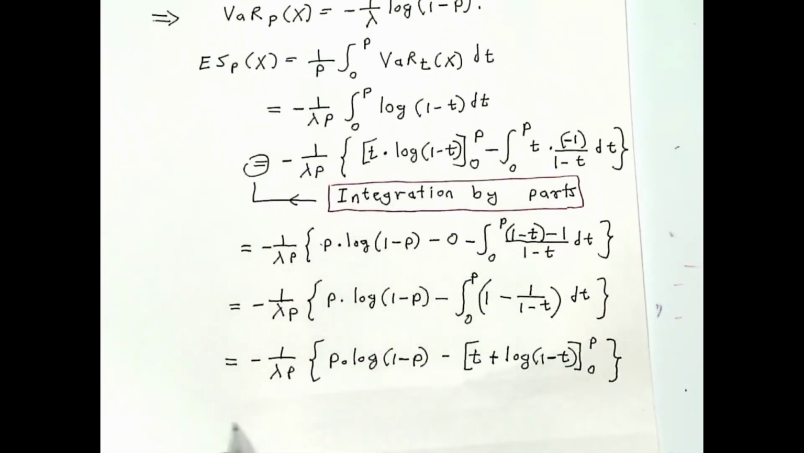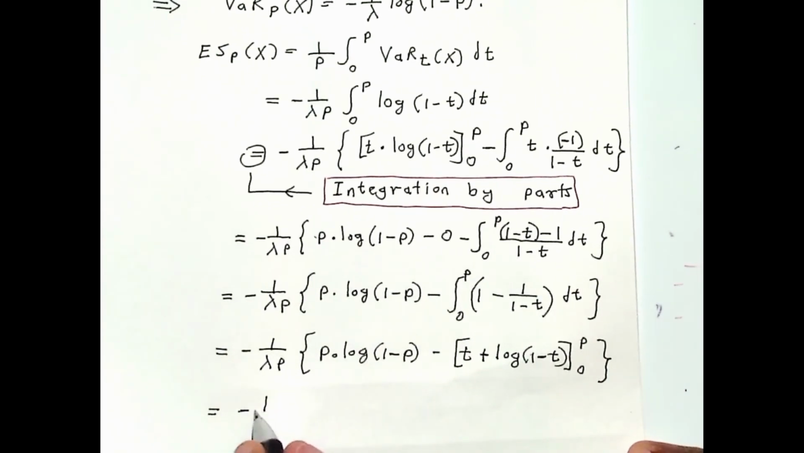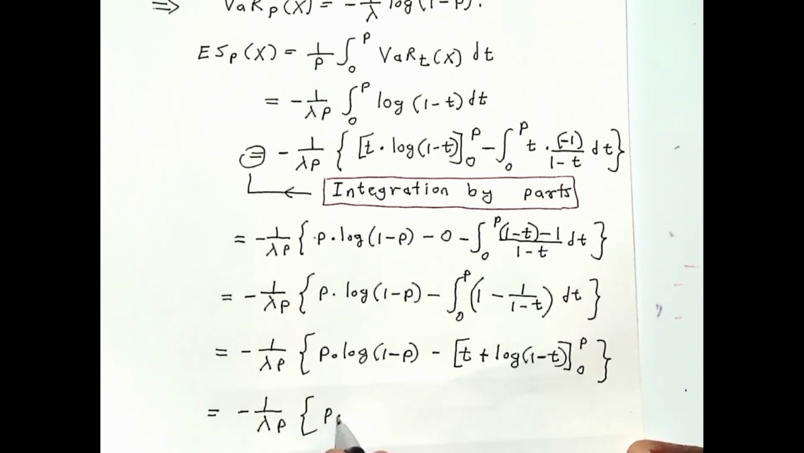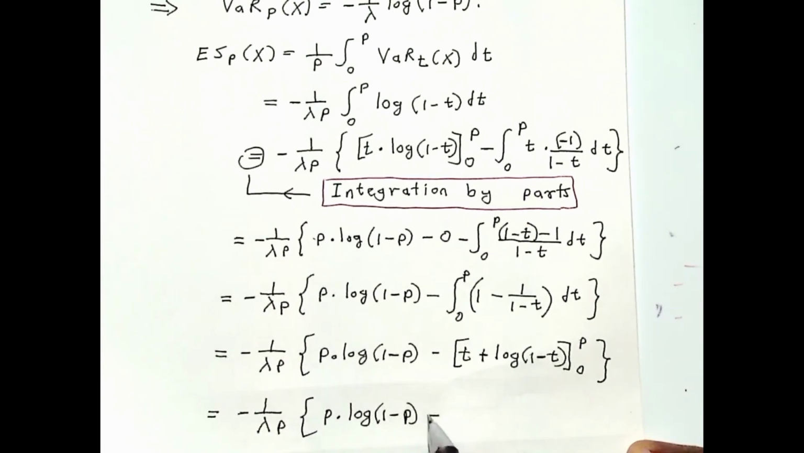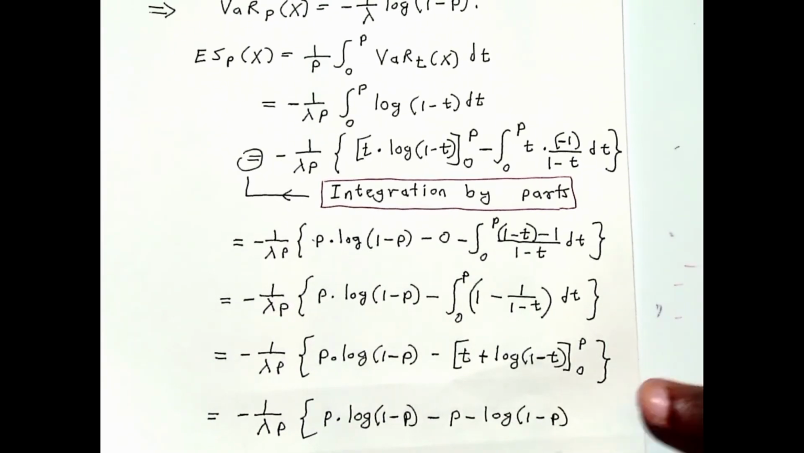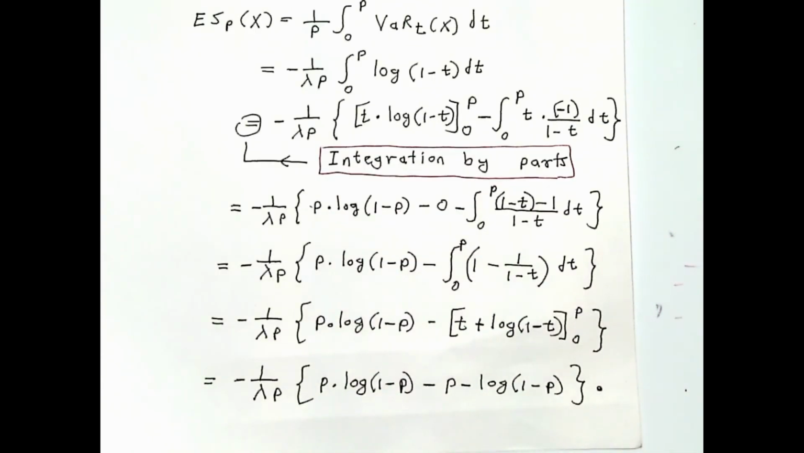Alright, so the final answer is as follows. At p, the limit is this, and at 0 it is 0. So this is the expression for the expected shortfall for the exponential distribution, right? Okay, now we'll go to part 2.